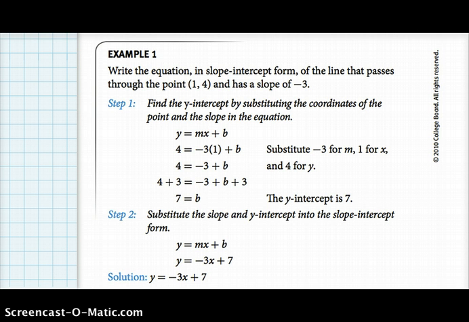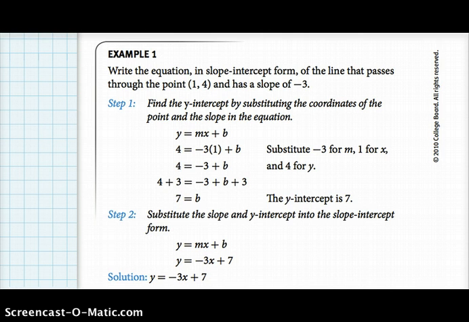So when you read underneath example 1: write the equation in slope-intercept form of the line that passes through the point (1, 4) and has a slope of -3. These two numbers, 1 and 4, represent what, Eliana? The x and the y. And the slope represents what, Jenna?